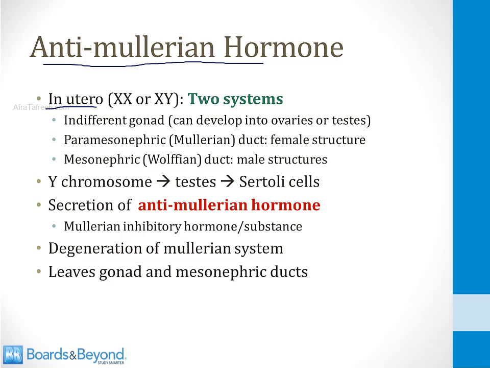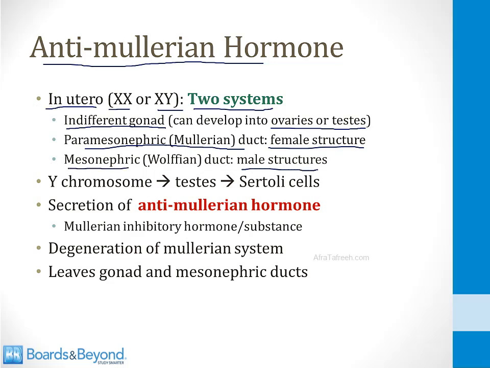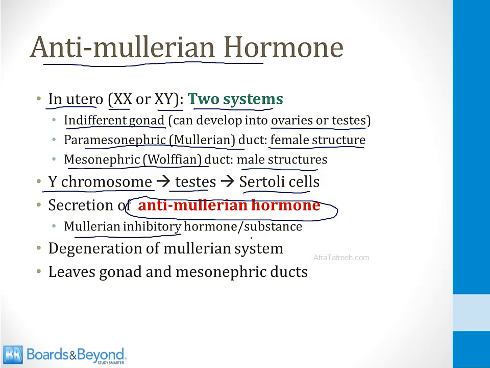In utero, very early on in development, whether the baby is XX or XY, there are initially two reproductive systems present. First of all, there is an indifferent gonad which can potentially develop into either ovaries or testes. There is also a female structure called the paramesonephric or Mullerian duct and a male structure called the mesonephric or Wolffian duct. If the baby has a Y chromosome, this will lead to the development of testes, and the testes include Sertoli cells. Those Sertoli cells will secrete anti-Mullerian hormone, which is also sometimes called Mullerian inhibitory hormone or Mullerian inhibitory substance. This hormone leads to the degeneration of the female or Mullerian system. It leaves behind the gonad, which becomes the testes and the mesonephric ducts.